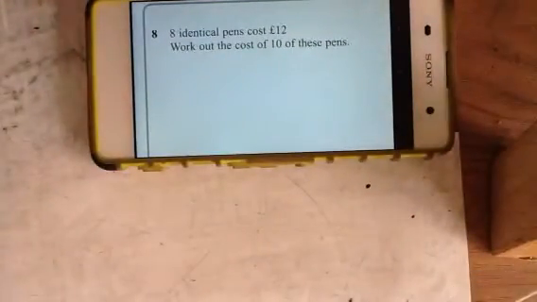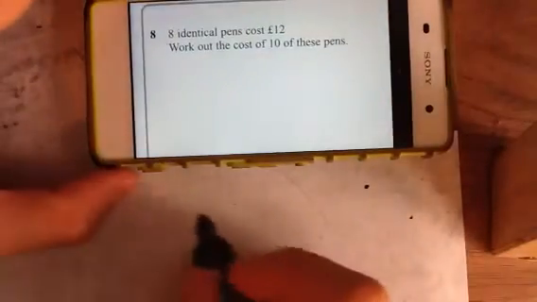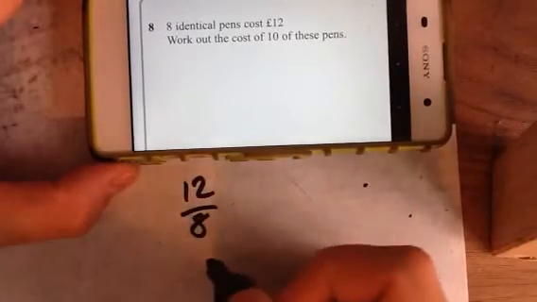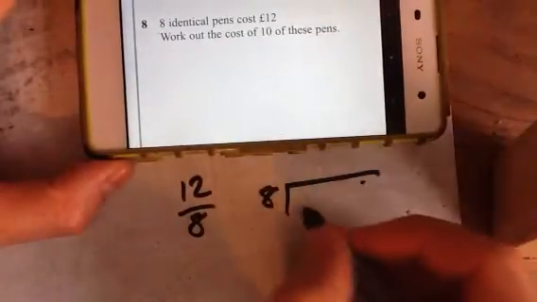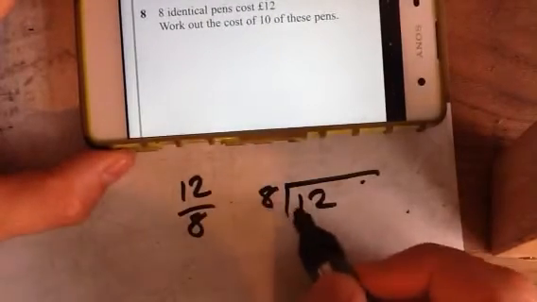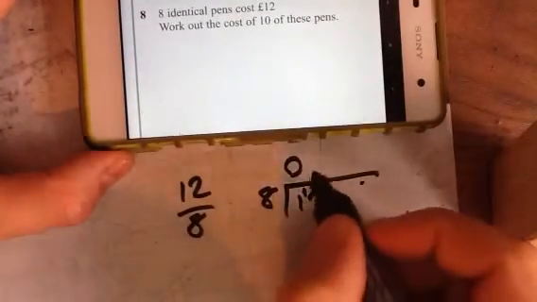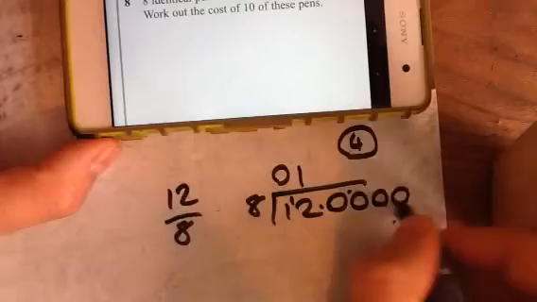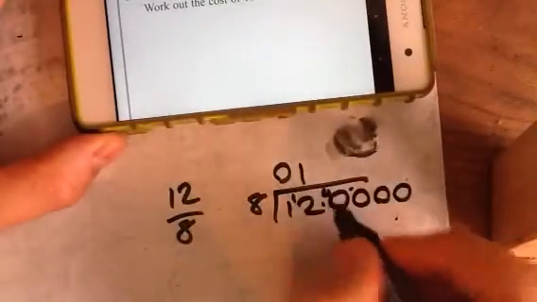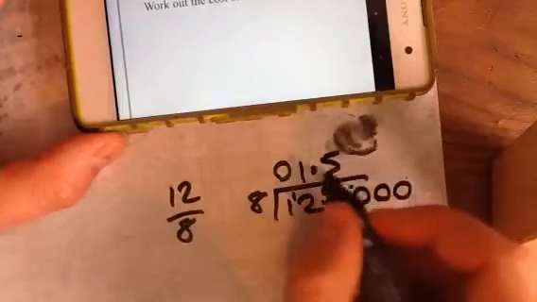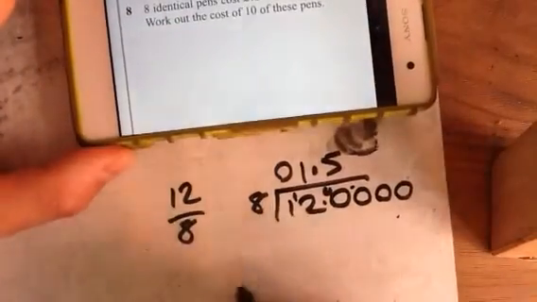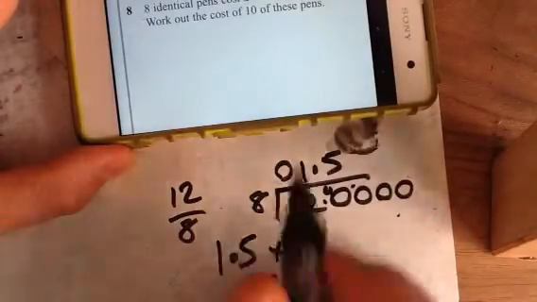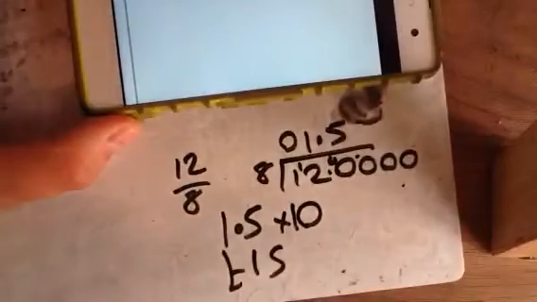8 identical pens cost £12. Work out the cost of the 10 pens. So if I know 8 is £12, I need 12 divided by 8. Okay. I'm going to do a short division for this. How many 8s go into 1? 0, carry the 1. How many 8s go into 12? It's 1. Remainder of 4. Now what I'm doing, I'm going to put loads of zeros, then this remainder 4 I don't have to put up here, I can put it in front of that 0. How many 8s into 40 is 5, so it's £1.5. I need 10 of these, so 1.5 times 10 is 15. We're talking about pounds, so the answer is going to be £15.